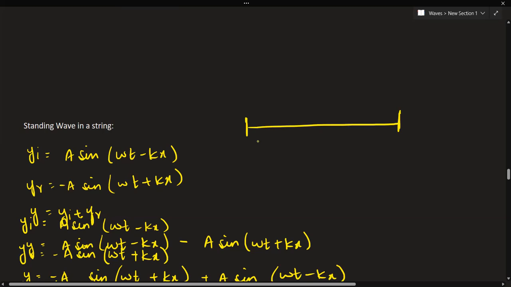Like let's consider a string. The length of the string is L, and this is stretched between two fixed support points, like this. This is one supported point and this is another supported point. So when a wave is set up in the string, when we pluck it at some point, the wave will travel in both the directions and it will be reflected at each end. First, it will be reflected over this end, then it will get reflected over this end.